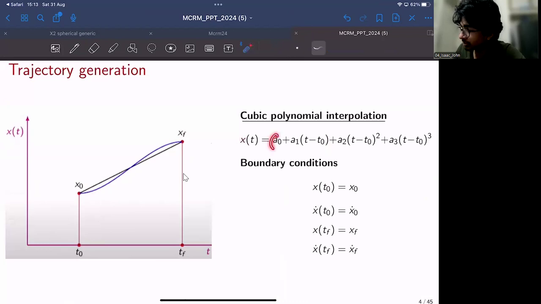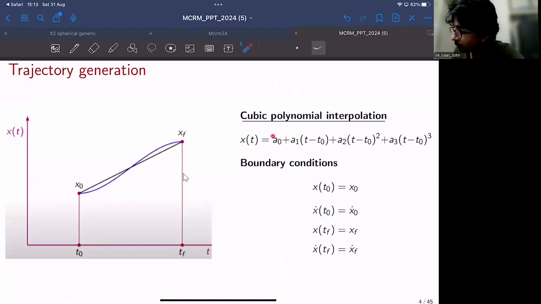X of t is a constant, a0 plus a1 multiplied by t minus t0, a2 multiplied by t minus t0 the whole square, a3 multiplied by t minus t0 the whole cube, where t0 is the initial position. Normally we would consider t0 to be 0 because we always consider our trajectory to be starting at time t equal to 0. So our initial conditions, you can basically write your cubic polynomial something like a0 plus a1t plus a2t square plus a3t cube.